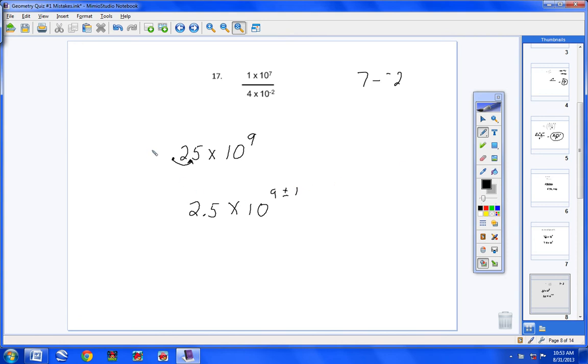All right, here we go. Because it was 0.25 and we moved it to the right, that's going to be a negative movement. And so your final answer is 9 minus 1, and that will give you an 8 for your final answer.